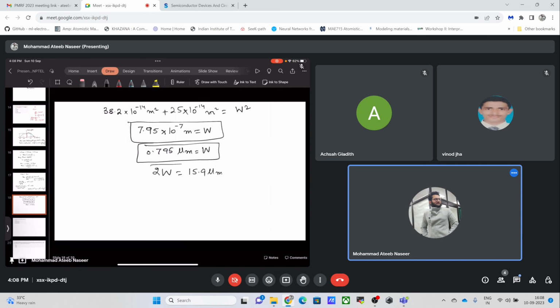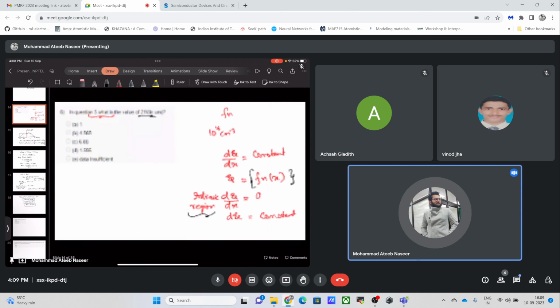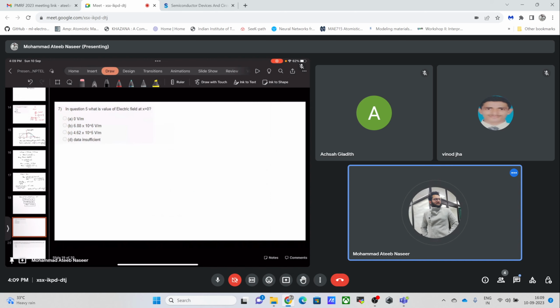Okay. So let me find out which is okay. It is option C, which is matching our results. So we would go with this option C. Sorry, this option D is matching our results. So it is 15.9 approximately. As a result of this thing, we will be getting 2W equal to 15.96.